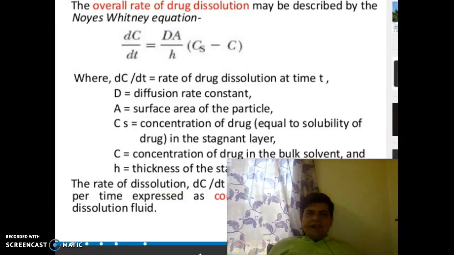In this slide, the overall rate of drug dissolution may be described by the Noyes-Whitney equation. This is a very important formula, useful in all biopharmaceutical studies. So dC/dt is equal to DA/h multiplied by (Cs minus C). Here dC/dt is the rate of drug dissolution at a given time t, and that is what we calculate.